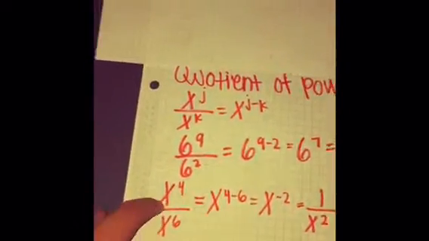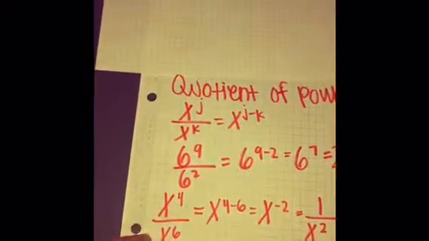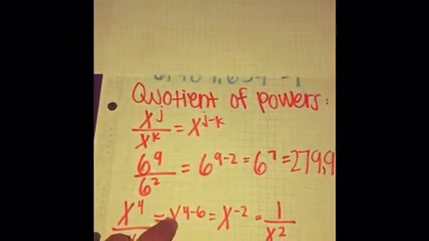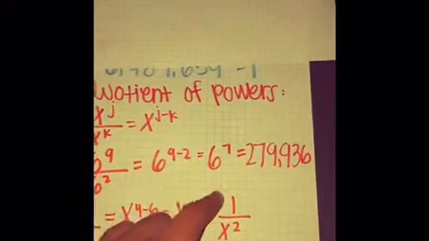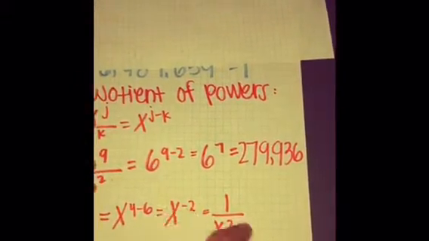And then for this one, x to the power of 4 over x to the power of 6, which is x^(4 minus 6), and then equals x to the negative 2, but you can't have a negative exponent, so you just have to put that all over 1.